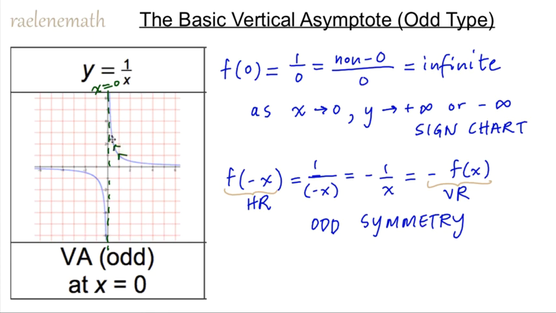As x approaches 0 from the right, y shoots up and approaches positive infinity. As x approaches 0 from the left, y shoots down and approaches a height of negative infinity. And so this one of each behavior, positive infinity or negative infinity, is the characteristic of the odd type.